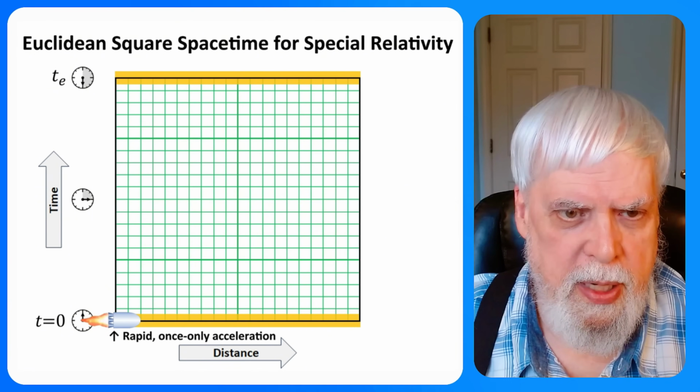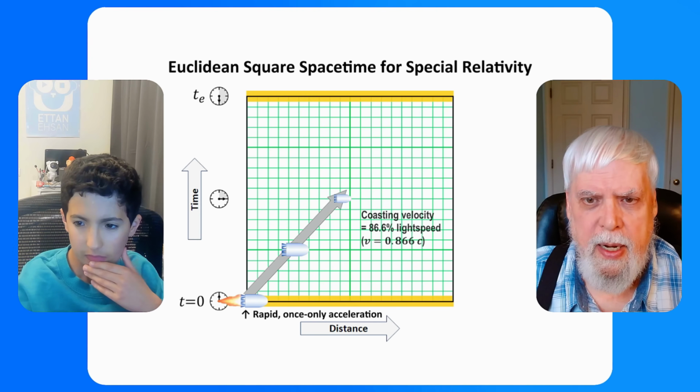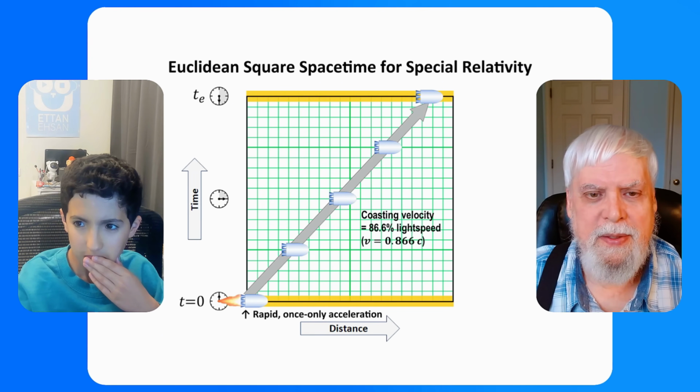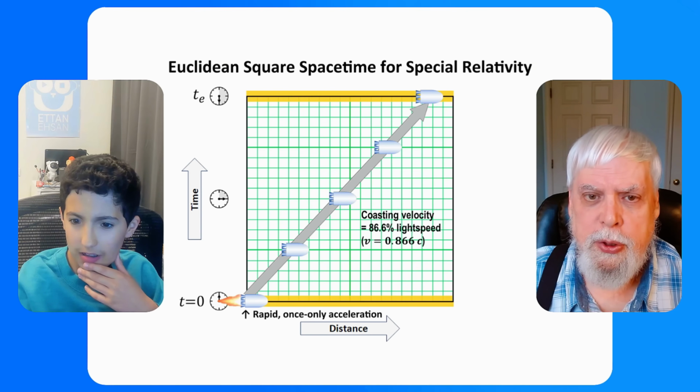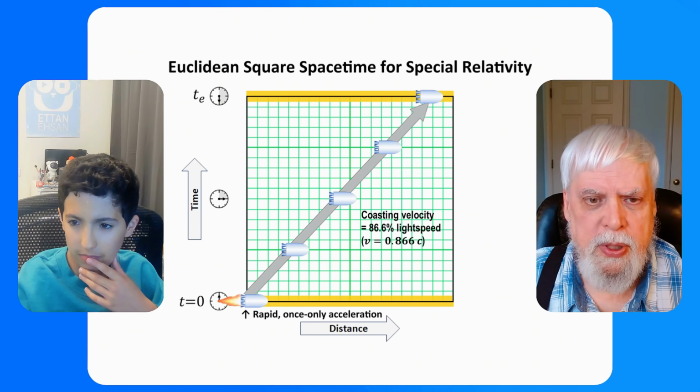So you launch a ship, accelerate it, and you wind up there. Now that's a very fast spaceship. That's one where you had an initial launch and everything else is just coasting, it's just moving along. So you're not continuously accelerating. But that one's going at 86.6% of light speed, which is an unbelievably high and hard to reach speed.